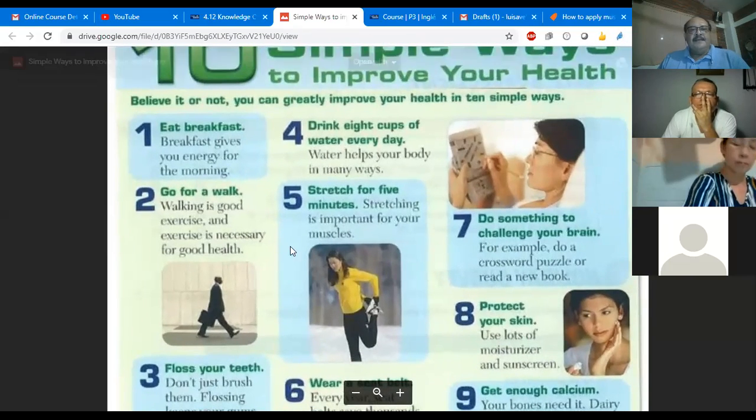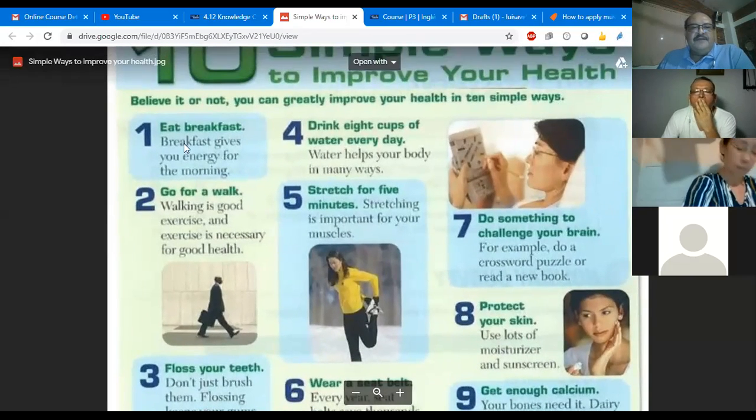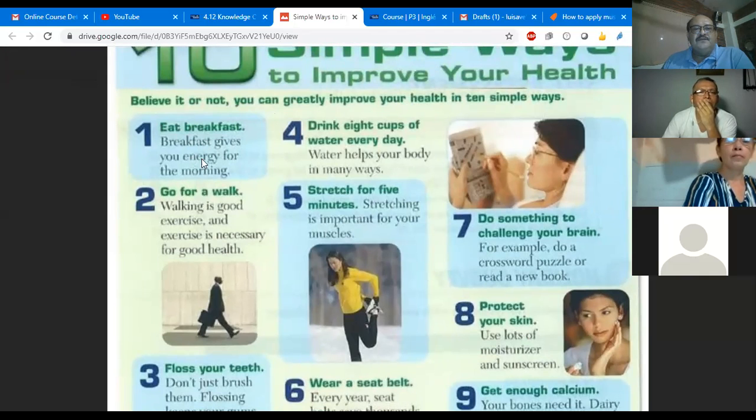Okay. I'm going to read it and tell me if you have any questions. Eat breakfast. Okay, believe it or not, you can greatly improve your health in 10 simple ways. Eat breakfast. Breakfast gives you energy for the morning. No problem with this vocabulary? No. Okay. Go for a walk. Walking is good exercise. And exercise is necessary for good health.